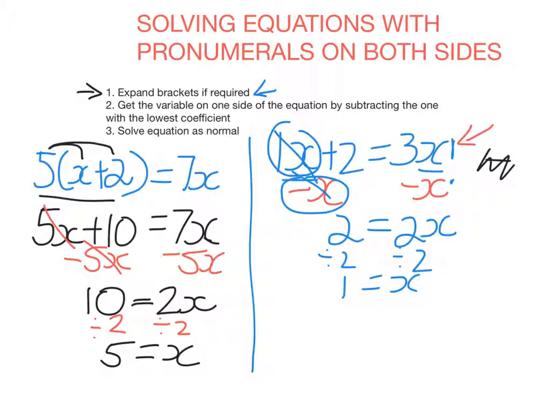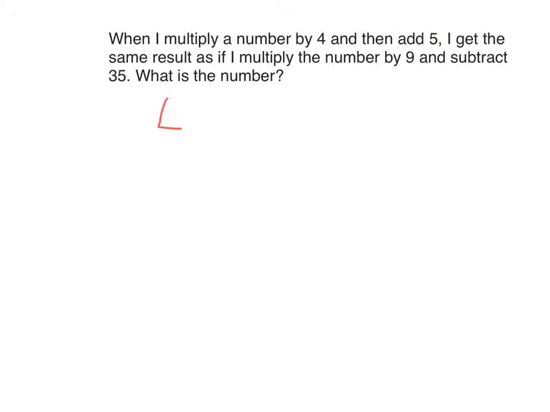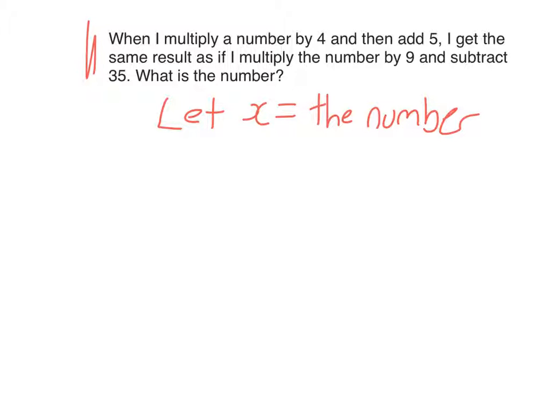Okay, so let's look at this question. When I multiply a number by 4, then add 5, I get the same result as if I multiply that number by 9 and subtract 35. I want to know what the number is. Whenever you get a worded problem in equations, your first step always is to define your variable. So let x or y, a, whatever letter you want to choose, be the thing you're trying to find. I'm just going to let x equal the number. We just want to find what number makes all of this true. So that's the first step.